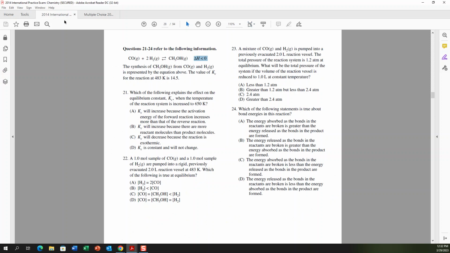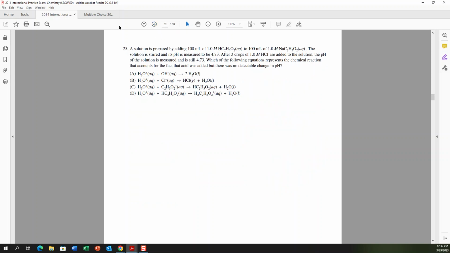If it had been endothermic, the answer would have been A. Okay, B is just an incorrect statement because energy is not released when you break bonds, and energy is not absorbed when you form bonds. Remember, breaking is taxing and forming is warming. All right, let's go to 25.